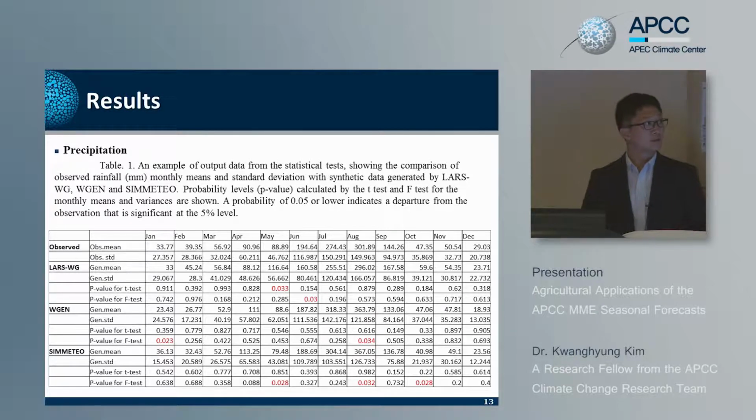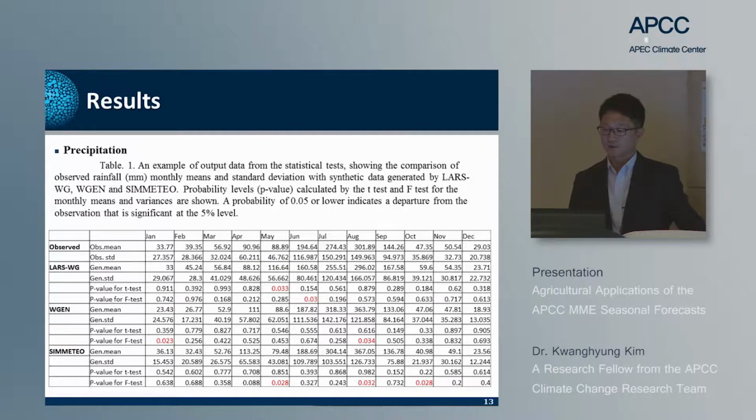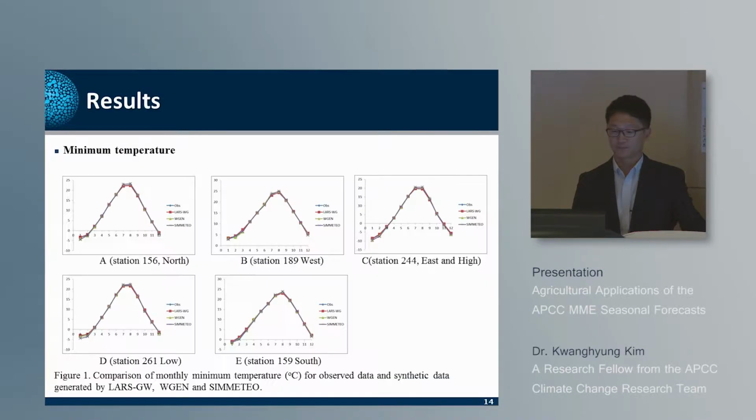This table shows the comparison of observed monthly means of total rainfall and standard deviation with the three weather generators. There is no significant difference between observed data and data generated by WGEN and SIMMETEO. But if you look at the LARS-WG result, the amount of total rainfall observed in May is significantly large. There are one to three significant differences for standard deviation here and there between observations and LARS-WG data as well.